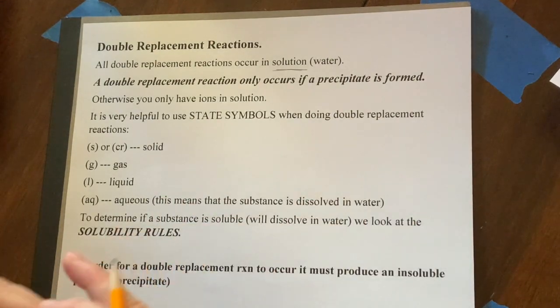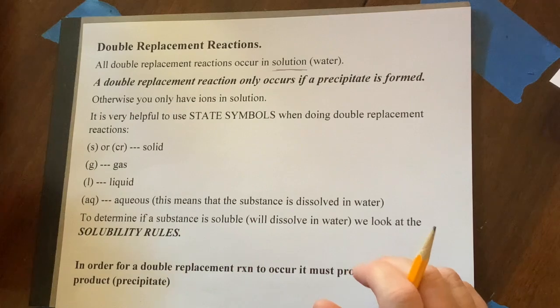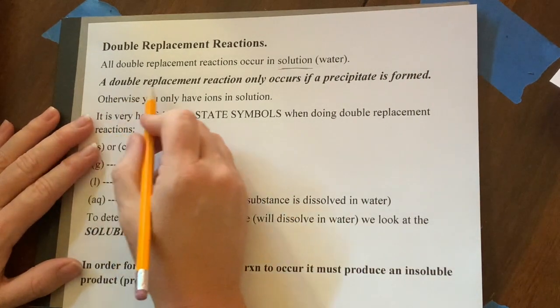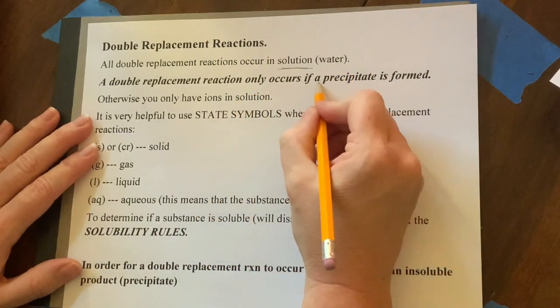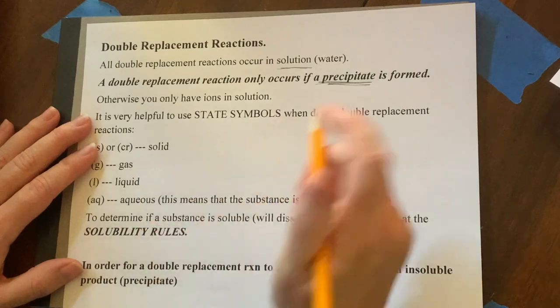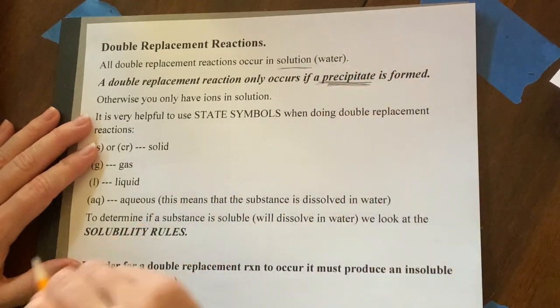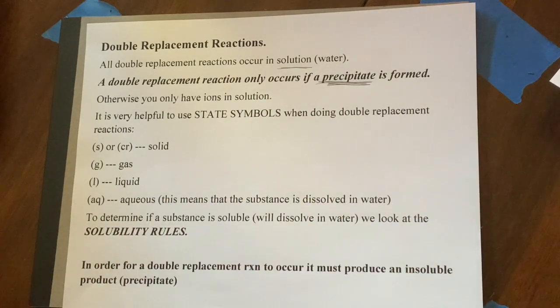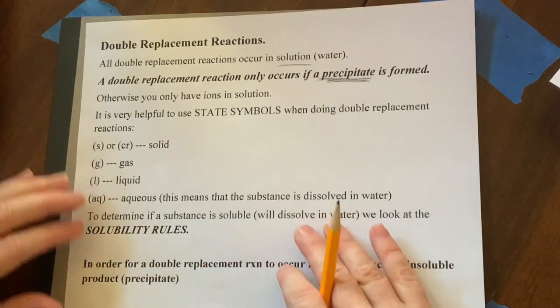Oftentimes you can have two solutions mix and they're not creating anything new, which means that there wouldn't be a reaction. In order for a double replacement reaction to occur, a precipitate, like that solid you saw in the lab, must be formed. Otherwise, all you have are just these ions floating around in solution and you're not creating something new.